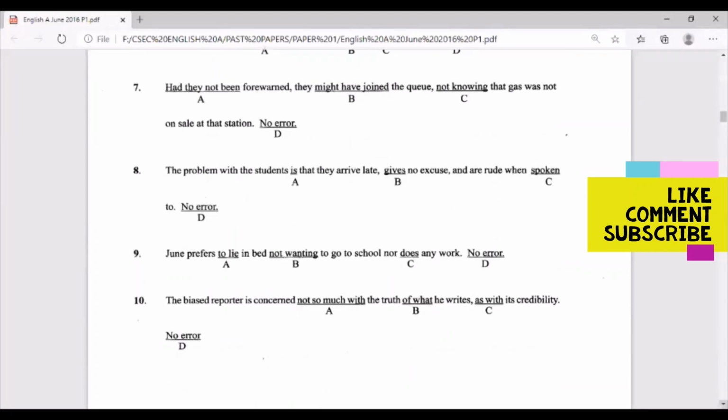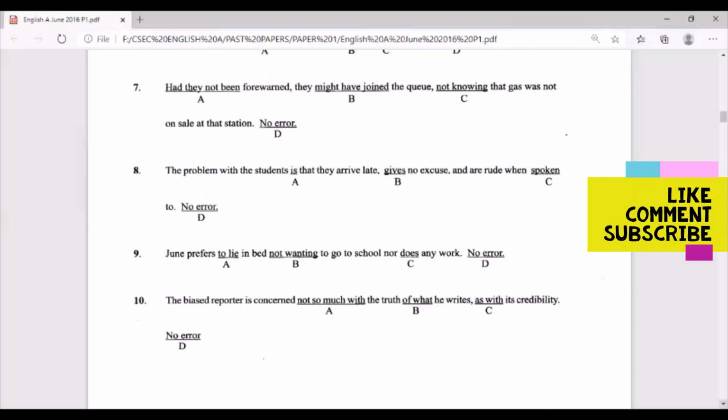Okay, the problem with the students is. Now, this is something that can confuse us because we see students and then we see is, but is our verb is for the students? Not at all, because we started by saying the problem. So if we had omitted the with the students section, we would say the problem is, okay? So the problem with the students is, the problem is. So we are fine that they arrive late, gives no excuse, and are rude when spoken to.